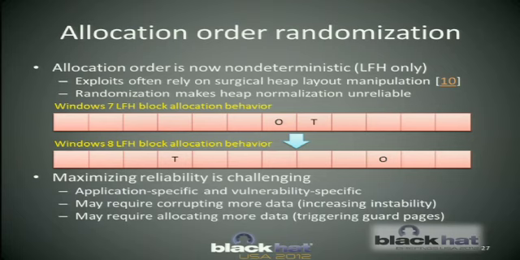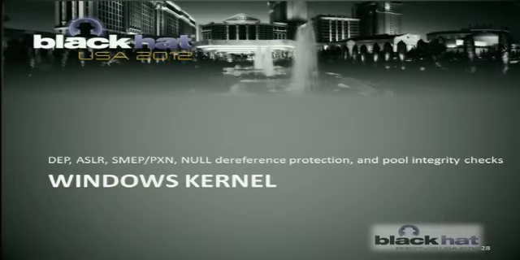And as a result, an attacker looking to maximize the reliability of their heap-based memory corruption is going to face some challenges here. It's going to be application-specific and vulnerability-specific. It may require them to corrupt more data to try to overcome the effects of this heap randomization, thus increasing instability by collateral damage to the heap. And it may also require them to allocate more data. And by allocating more data, that may trip the policy for when we decide to enable guard pages for a particular subsegment. So those are some of the changes we made to the heap. I'm going to hand it over to Ken to talk about the Windows kernel.